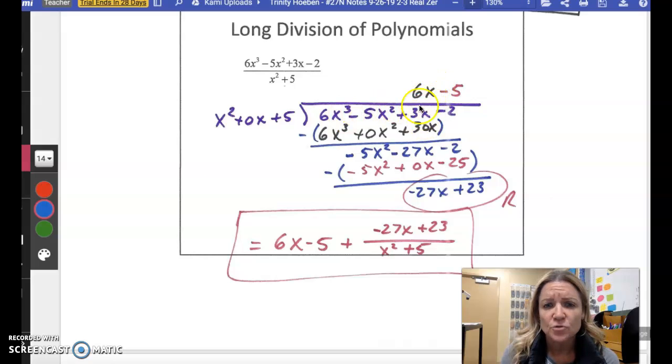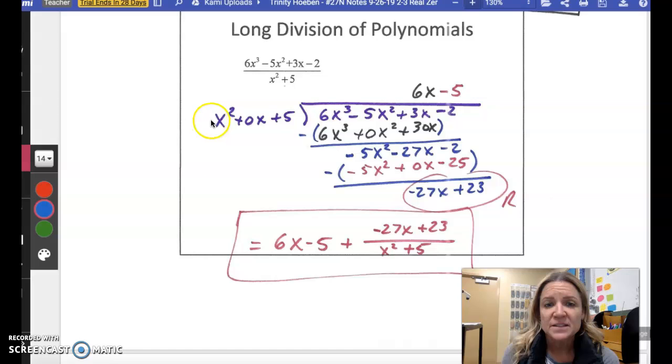6x times, so I wrote that above the x term. And then I multiply. 6x times 6x squared is 6x cubed. And 6x times 0x is 0x squared. And 6x times 5 is 30. So when I go to subtract all this, these cancel. And then negative 5x squared minus 0x squared is negative 5x squared. 3x minus 30x is negative 27x. And so we're going to bring down that minus 2.